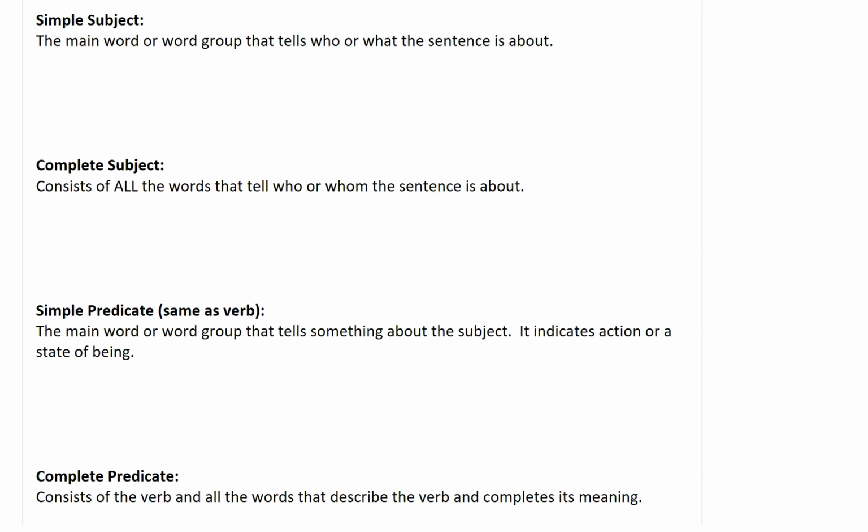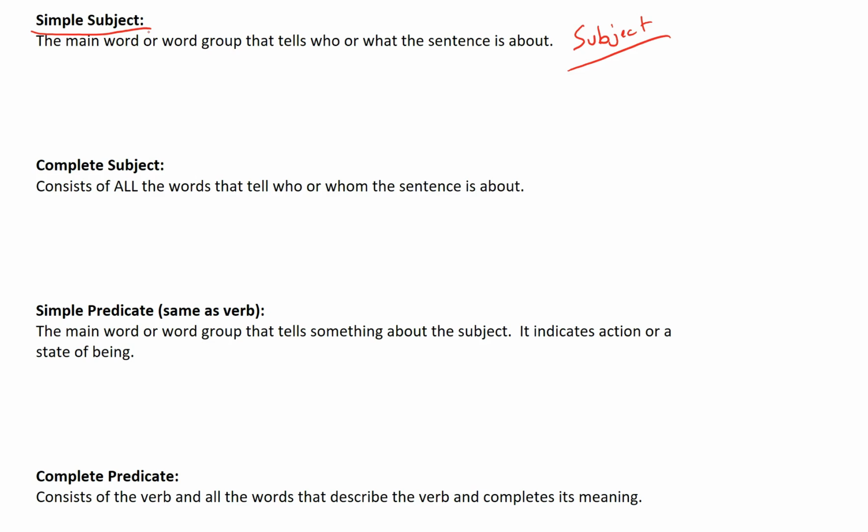Now, to be totally honest with you, I didn't give you the full story of the word subject. In actuality, there are 2 different types of subject, and what we called subject just now actually has a better name. It's simple subject. Simple subject is the main word or word group that tells who or what the sentence is about. And that's what we were underlining, or circling, I should say, before.